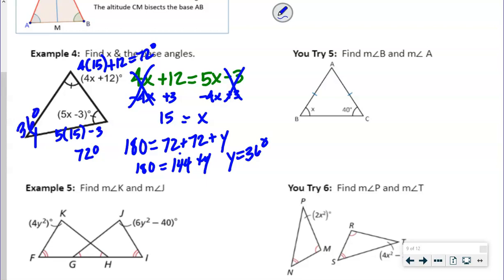All right, now let's do the next one. This time it says to find, for the you try, the measure of angle B and the measure of angle A. So we know that the measure of angle B is 40 degrees, right? So we would add 40 plus 40, that's 80, and we would do 180 minus our 80. So that means angle A is going to be 100 degrees, right? Because again, all three of those angles have to add up to 180 degrees, okay?